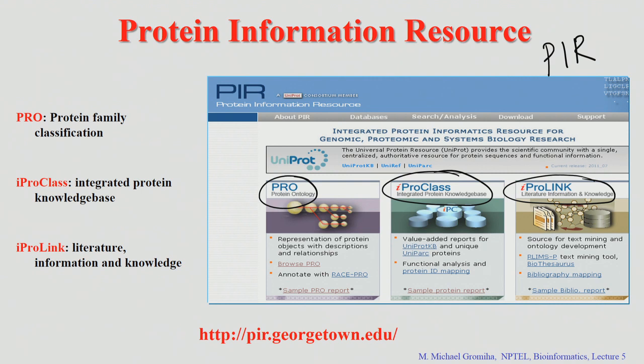For example, in the case of protein ontology, they mainly represent protein objects with descriptions as well as relationships, and they give different function information. Here in the iProClass, they give the function analysis and the mapping, as well as mainly the sequence information. In the link, they give the source for text mining as well as ontology development. You can have different links with different aspects like bibliography, mapping and so on.